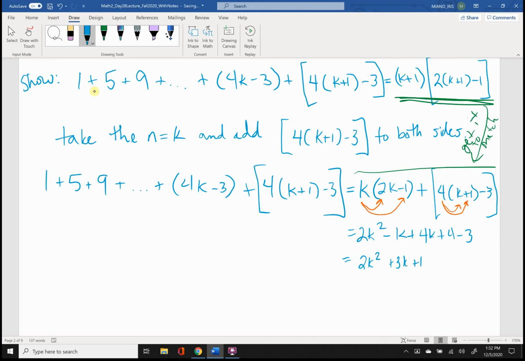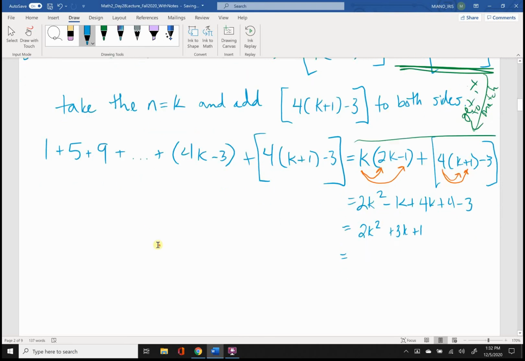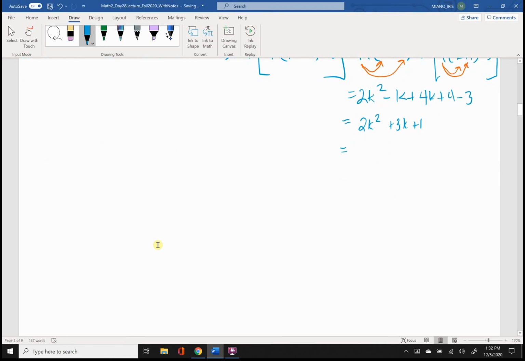So go ahead and factor this. Diamond method, whatever your go-to method is, okay? And you're going to find that this factors to (k plus 1) times (2k plus 1). Right, just checking my notes there.